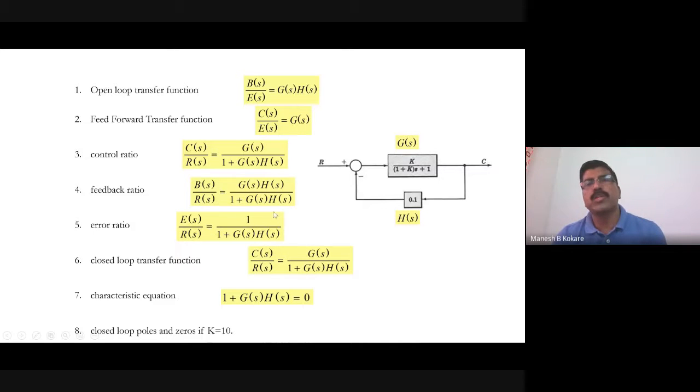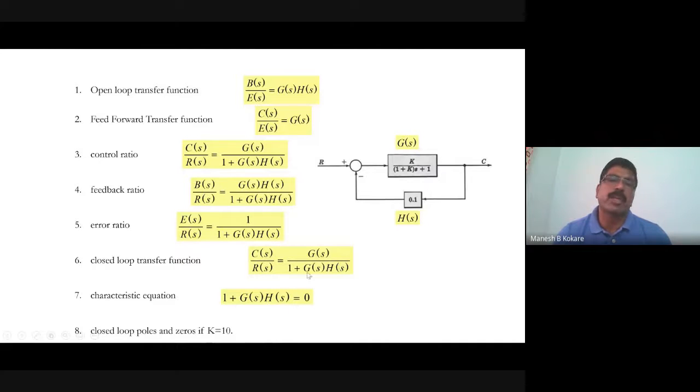And what is the error ratio? That is the error signal E(s) divided by the reference signal R(s), so E(s) by R(s), which is given by 1 upon 1 plus G(s)H(s). Then the closed loop transfer function or control ratio is the same: C(s) by R(s), and since it is a negative feedback, this sign will be positive, G(s) divided by 1 plus G(s)H(s).